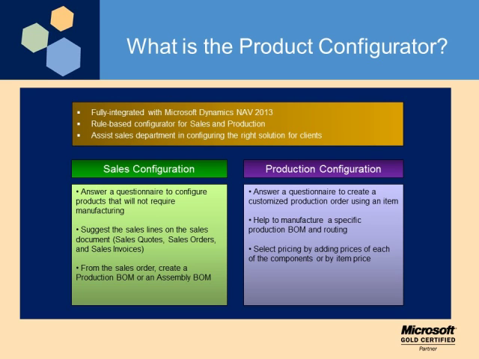The Product Configurator is fully integrated with NAV 2013. It's a rules-based configurator for sales and production, and it'll assist you in configuring the right solution for your clients. The sales configuration allows you to answer a questionnaire to configure products that will not require manufacturing. The production configuration will help you to manufacture a specific production BOM and routing.